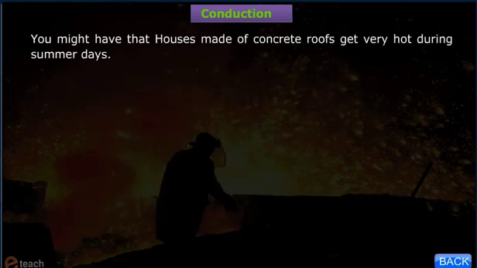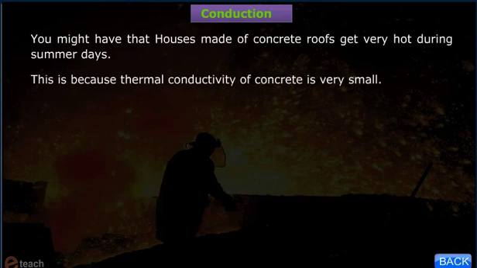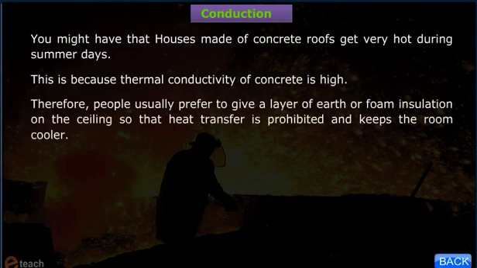You might have noticed that houses with concrete roofs get very hot during summer days. This is because the thermal conductivity of concrete is very small. Therefore, people usually prefer to give a layer of earth or foam insulation on the ceiling so that heat transfer is prohibited and keeps the room cooler.